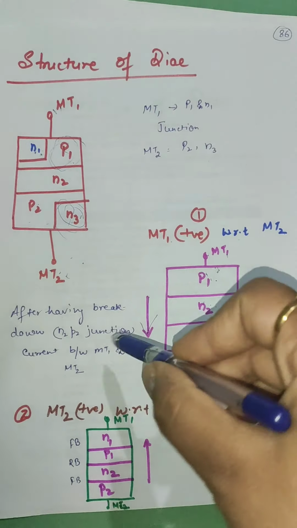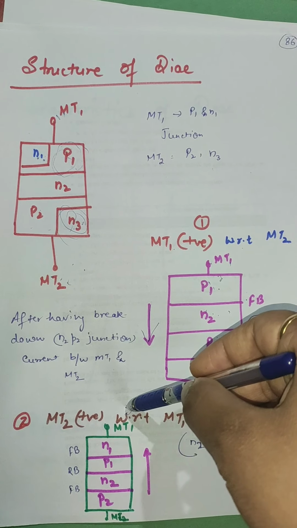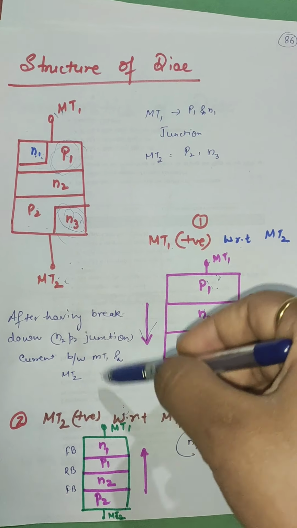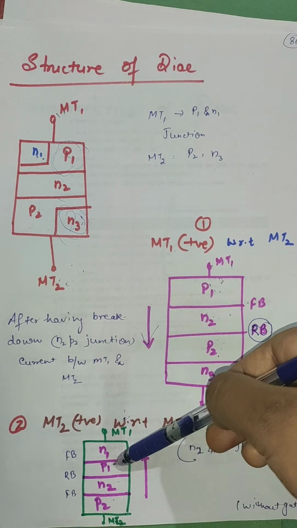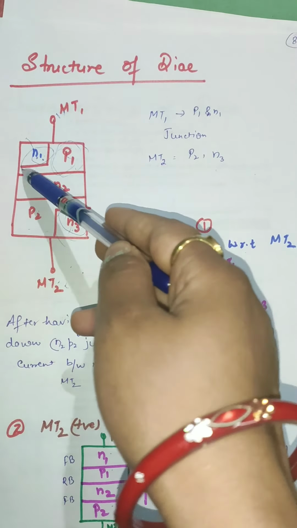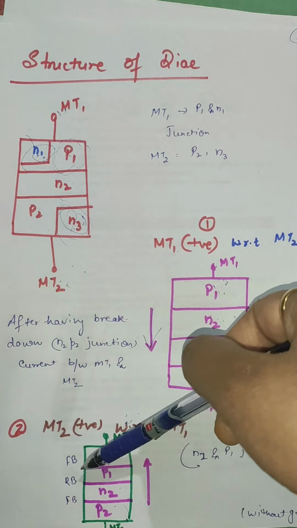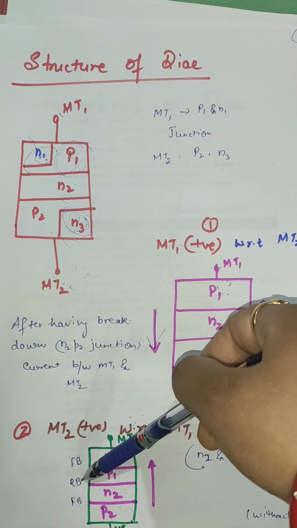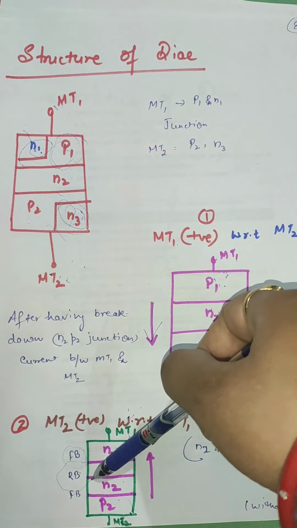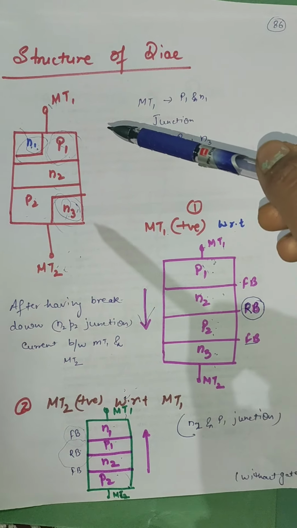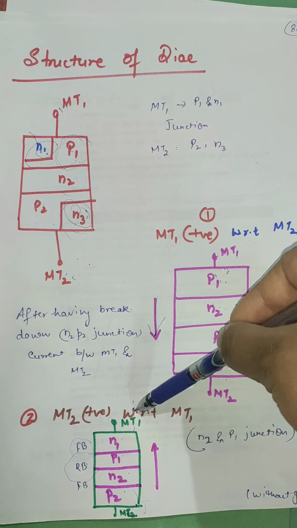The second case is when MT2 is positive with respect to MT1. In this case N3 will be neglected. So we have P2, N2, P1 and N1. Because MT1 is negative with respect to MT2, N1 is here and P2 is here. This junction is in forward bias, this will be in reverse bias, and this will be in forward bias. Current will flow after breakdown of the P2 N2 junction, so current will flow from MT2 to MT1.